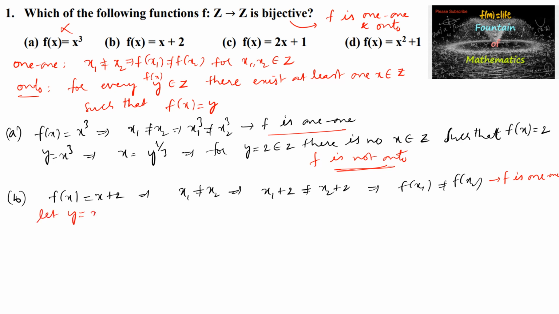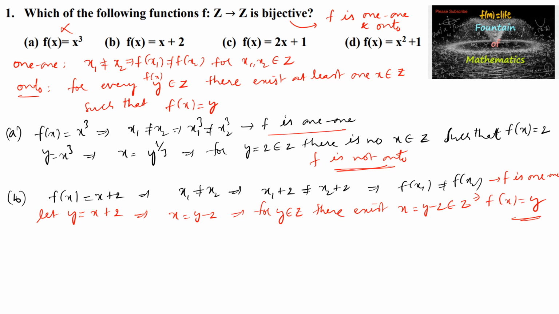let y is equal to f of x, that is x plus 2, which implies x is equal to y minus 2. So here clearly we can say that for every y belongs to Z, there exists x equal to y minus 2, which is also an integer, such that f of x is equal to y. And hence we can say this function f is onto. So this function f is both 1 to 1 and onto, and hence option B is the answer.